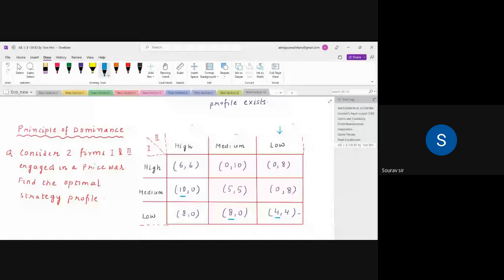Now, tell me one thing. If I say that no matter which strategy player two applies, player one will never play high. Is it a correct statement?